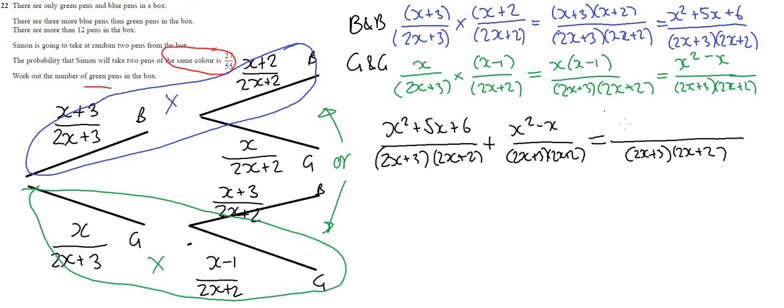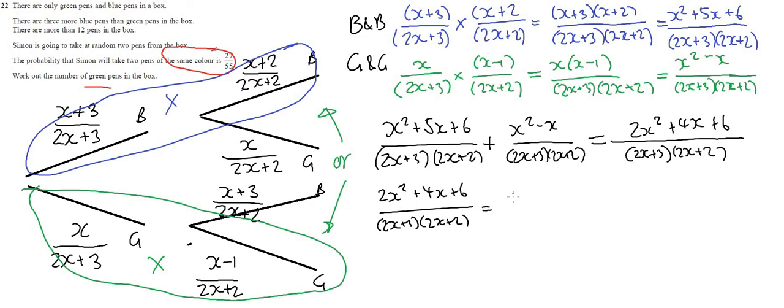I've got x squared and an x squared, which gives me 2x squared. I've got 5x, I'm taking away 1x, so I've got 4x, and I've got 6 on the end. So that is the probability of getting a blue and a blue, or a green and a green. Now, at the beginning, they told us that that was equal to 27 over 55. So 2x squared plus 4x plus 6 all over (2x plus 3)(2x plus 2) is equal to 27 over 55.